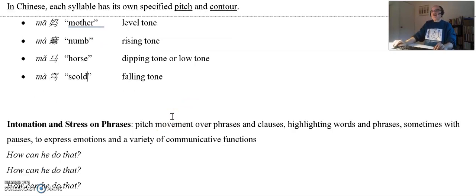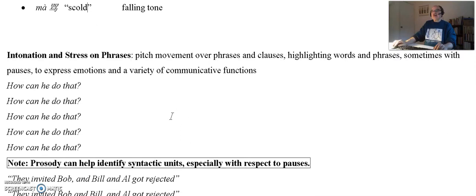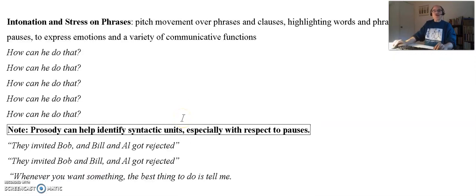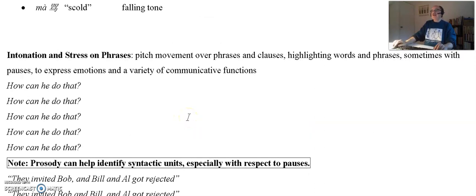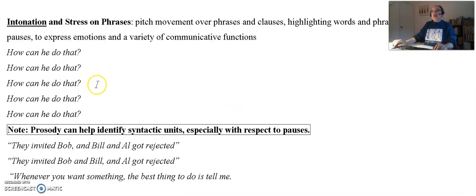Now, in addition to lexical stress, lexical tone, and phonological stress, we have intonation. That's our pitch movement over phrases and clauses. We can highlight words and phrases, sometimes with pauses, and they express emotions and a variety of communicative functions. Let's take a look at some samples. I'm giving you this sentence multiple times. Let's make it neutral: How can you do that? And I might stress the word do, and that would be fine. Stress here is actually part of the intonation.